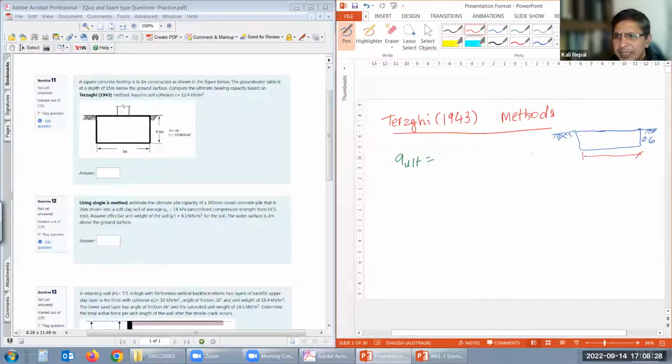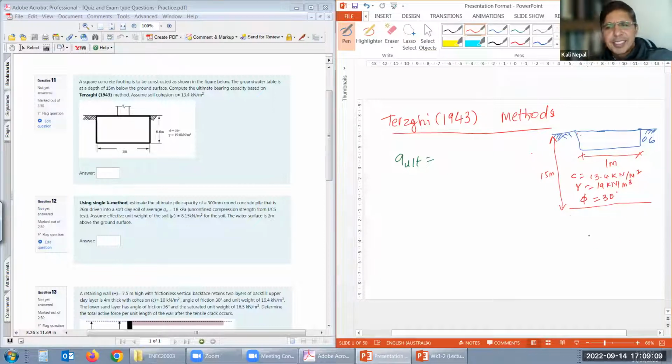What type of footing is this? Square footing, right? At the beginning it is written. Okay, so now the soil cohesion c value, how much is that? 13.4 kilonewton per meter square. What else is given? Water table is 15 meters below, so very long way down, 15 meter. What else is there? Nothing. So gamma is how much? 19 kilonewton per meter cube. And then angle of friction is phi equal to 30 degrees. Good. Just write a sketch, write a method.